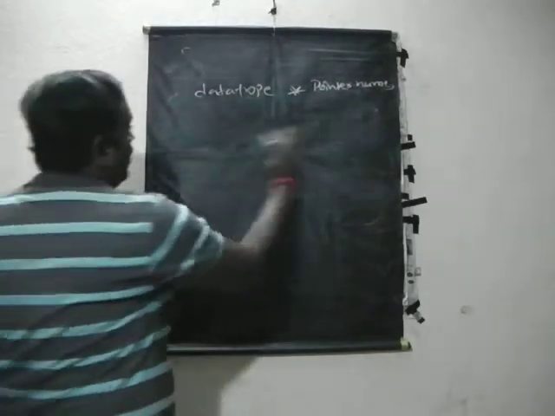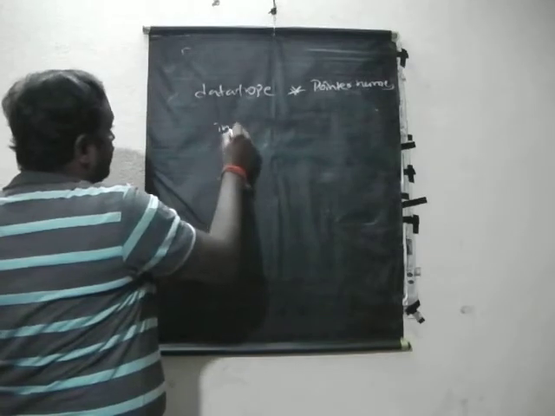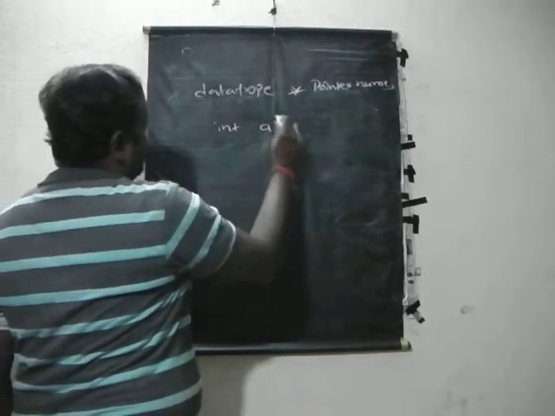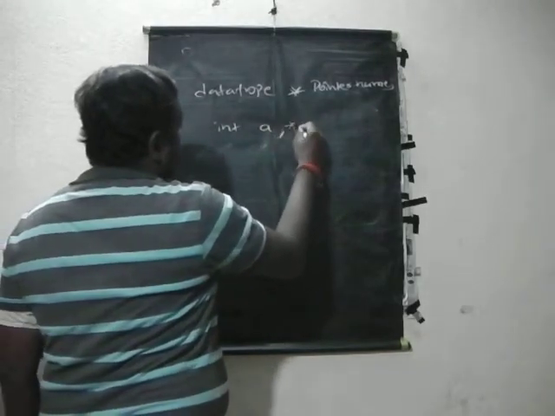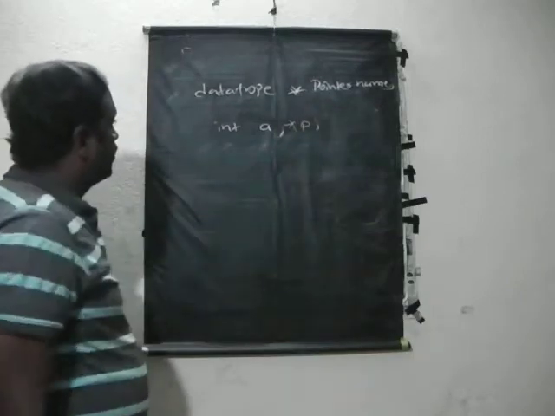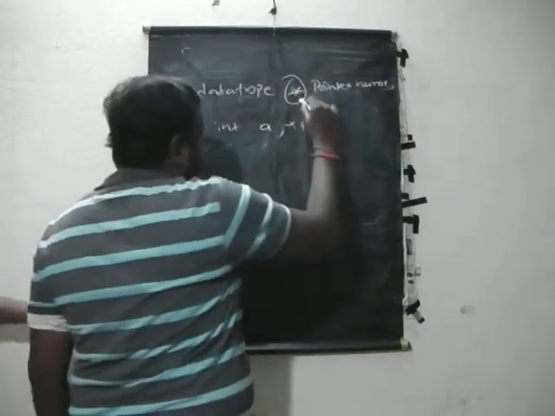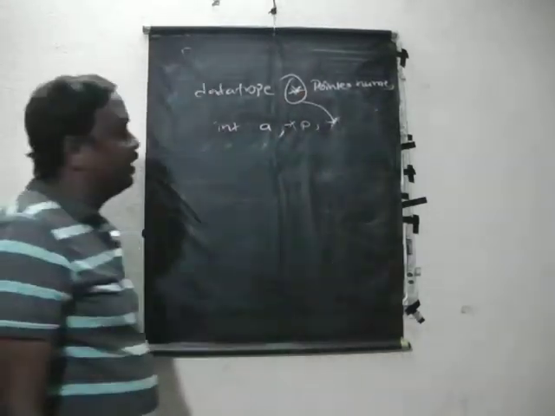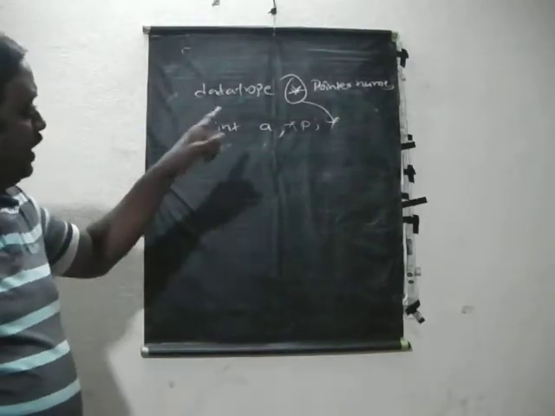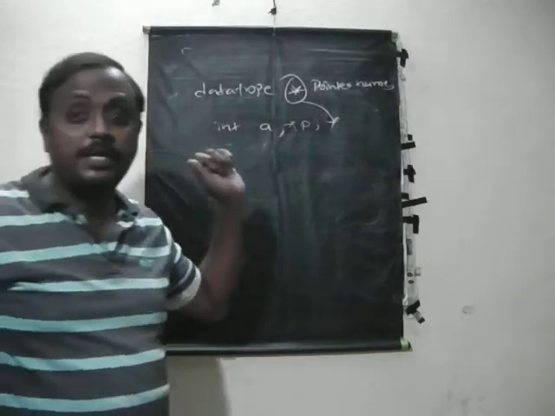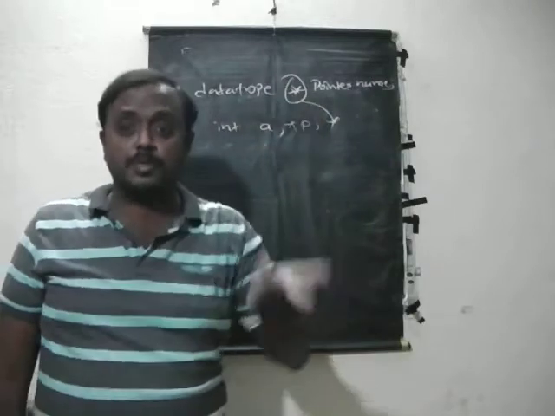So for example, I am telling here: int a, comma, star p. You observe the asterisk here. What does this asterisk mean? Here it is the indirection operator, which we can call the pointer operator. This is one type of special operator.